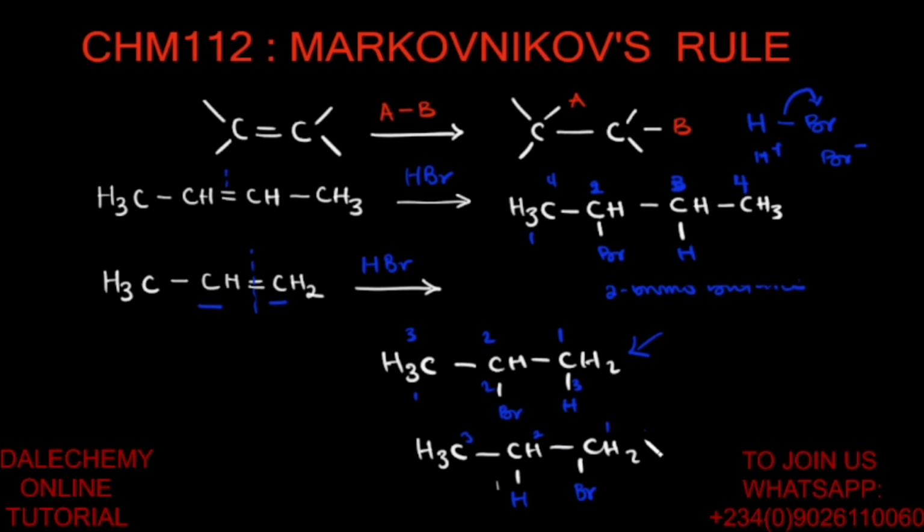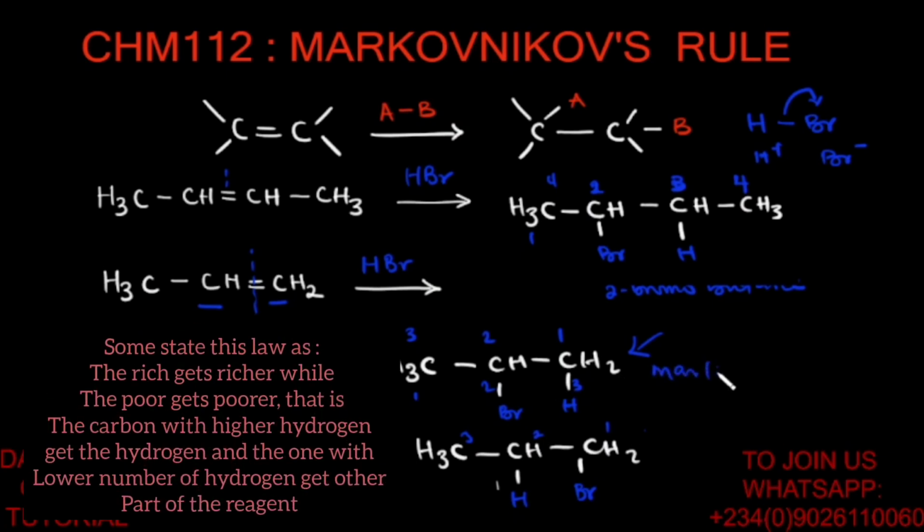according to Markovnikov's rule, because the bromine is going to add to this one with the least number of hydrogens and the hydrogen is going to add to this one with the highest number of hydrogens. So we expect this product, 2-bromopropane, to be more abundant in the reaction than this 1-bromopropane, and this product we call the Markovnikov product, and this is called the anti-Markovnikov product. So that's all about Markovnikov's rule.